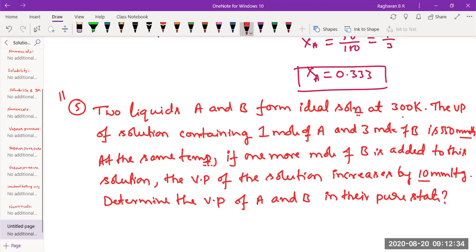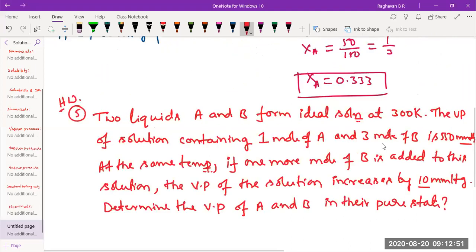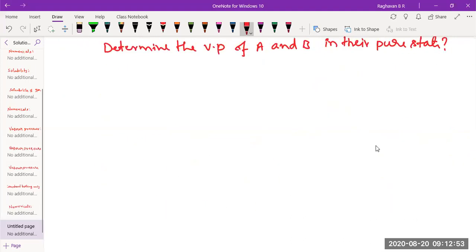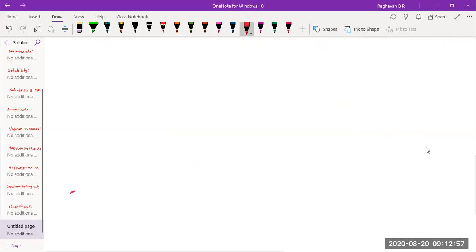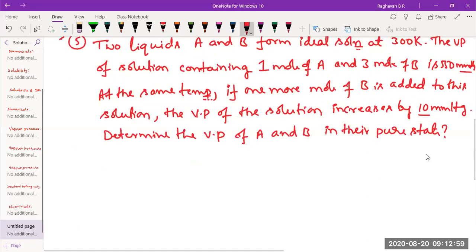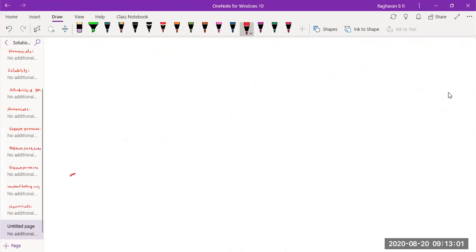This also can be homework. See, since one problem you neglect, I'll give this time 5 problems. Okay. So 1, 2, 3, 1 Henry's and 2 Raoult's law. Okay. We'll take one more. This is for homework, man. Okay, don't forget. Okay. We'll take up next problem.